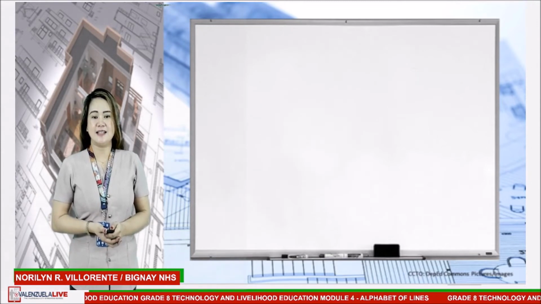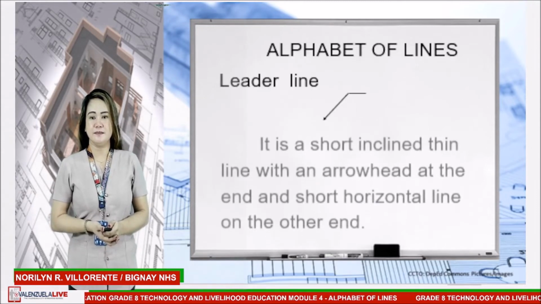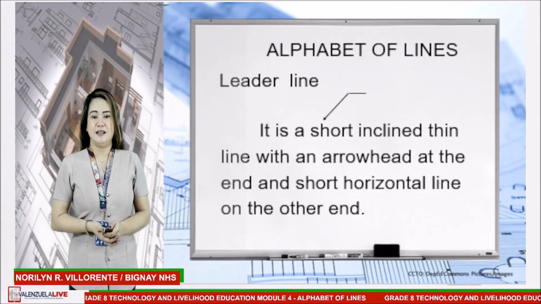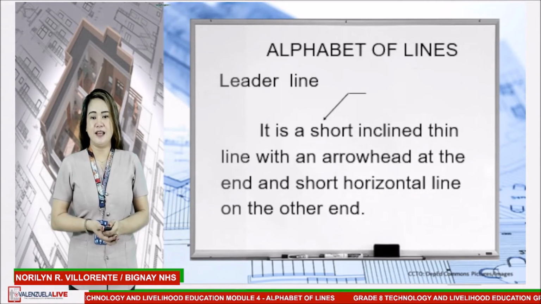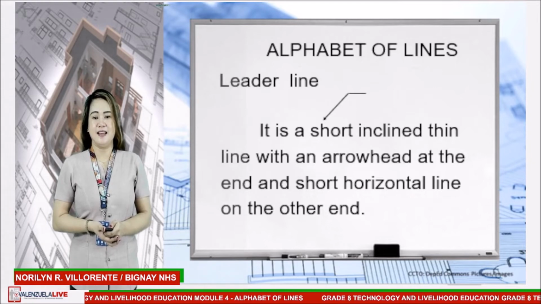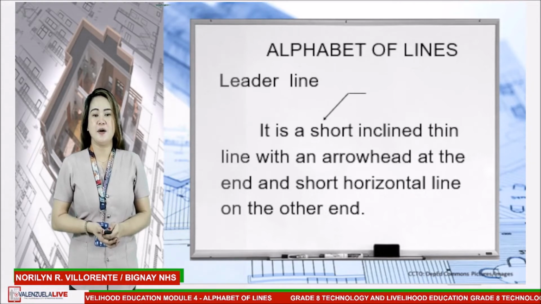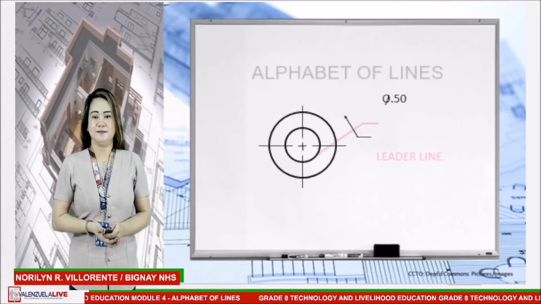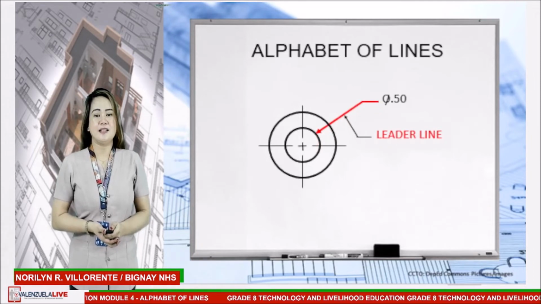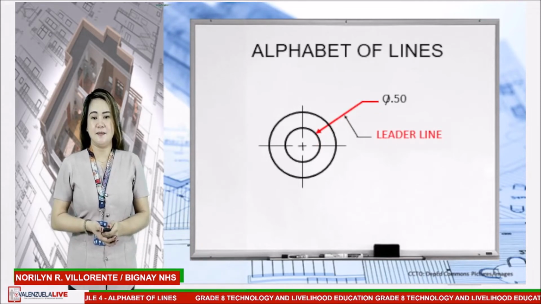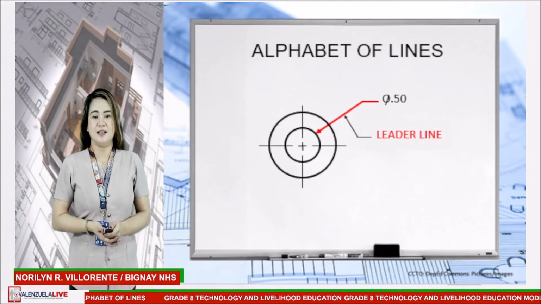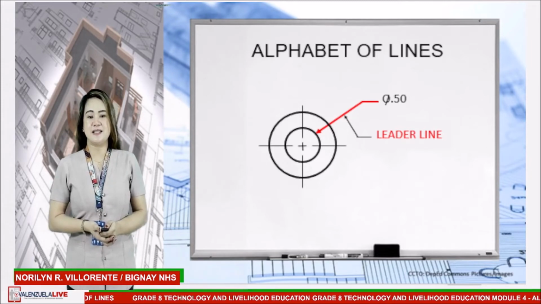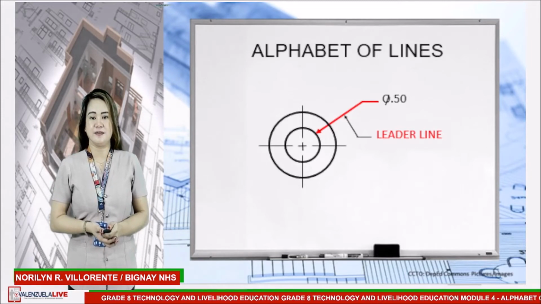And then the last one, we have leader line. It is a short inclined thin line with an arrowhead at the end and short horizontal line on the other end. It is also used for indicating the measurement or a note that is too large to be placed beside the feature itself.